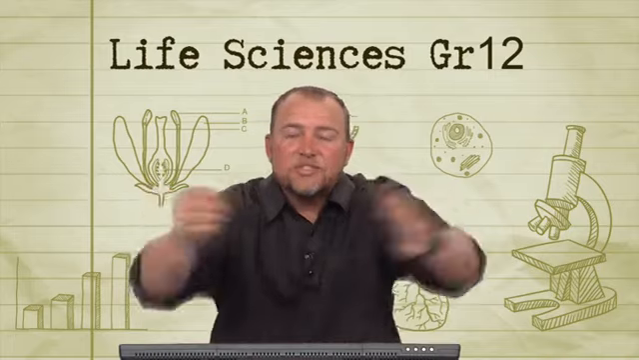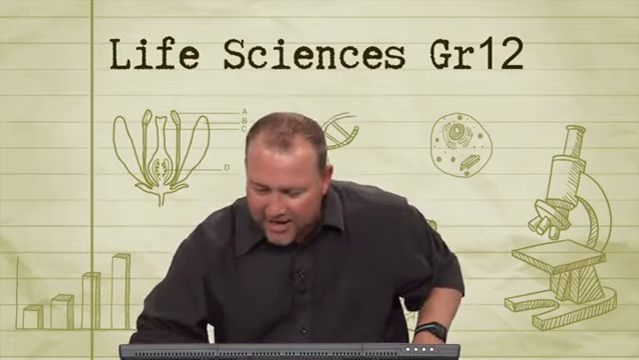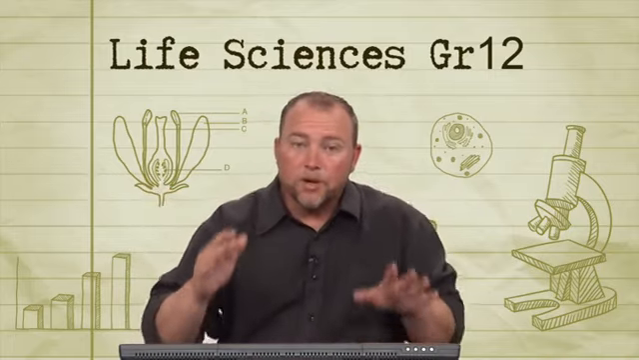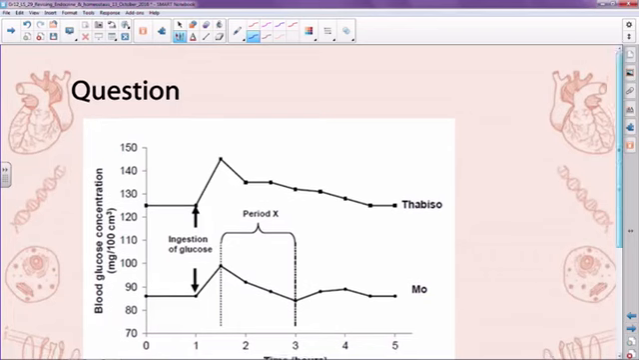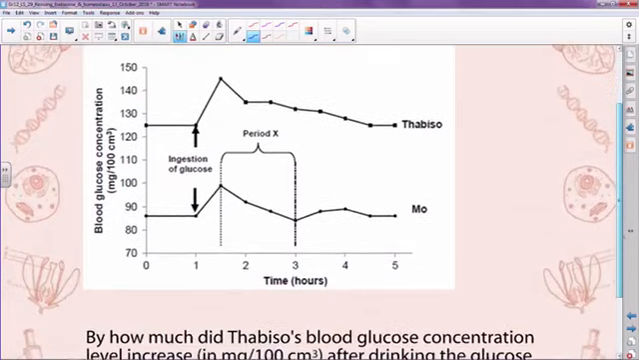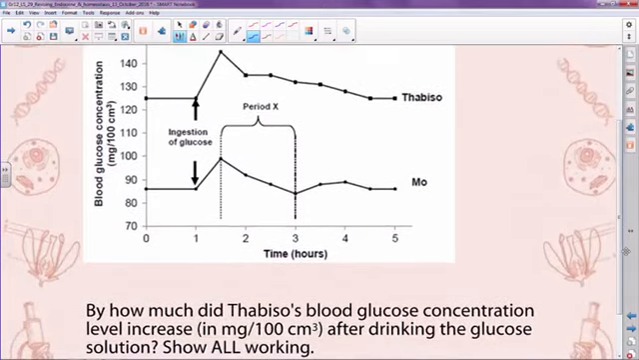So yes, there is maths involved here, okay? So let's have a look at it. First of all, we need to know how much did it increase to. Remember, it says there, by how much did Tabiso's blood glucose concentration levels increase.